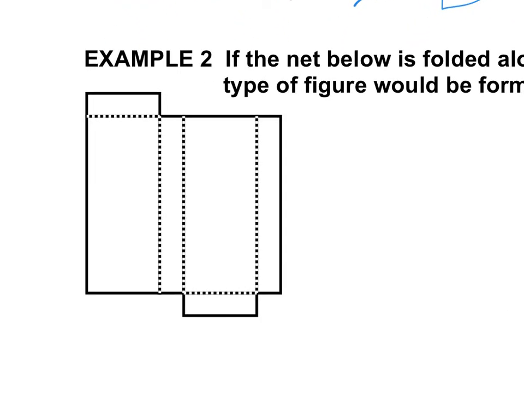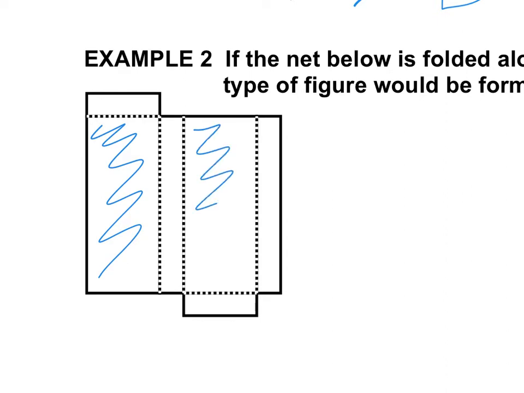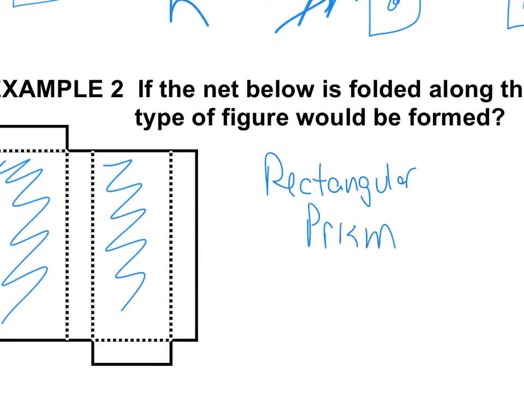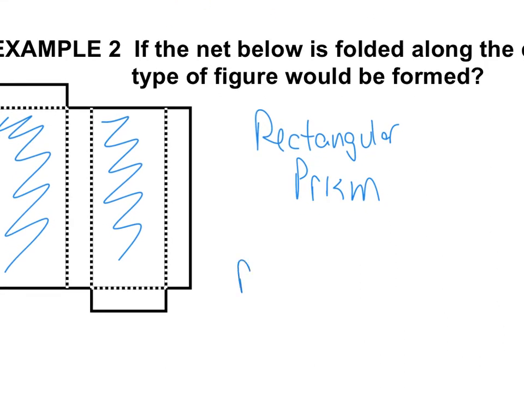But what you want to look at is the two congruent pieces that are the biggest. Generally those are the bases. So I'm looking right here. Even if I didn't, all these shapes are the same. They're all rectangles. So if I was going to name this one, I'd call it a rectangular prism. Okay, a rectangular prism. And the reason is the bases are rectangles.